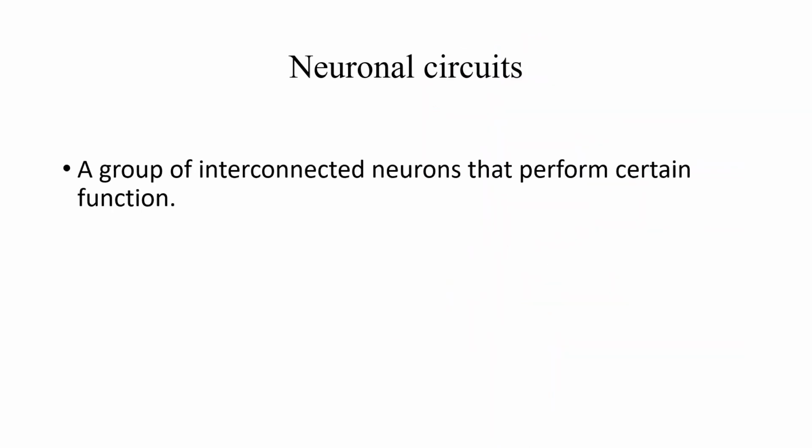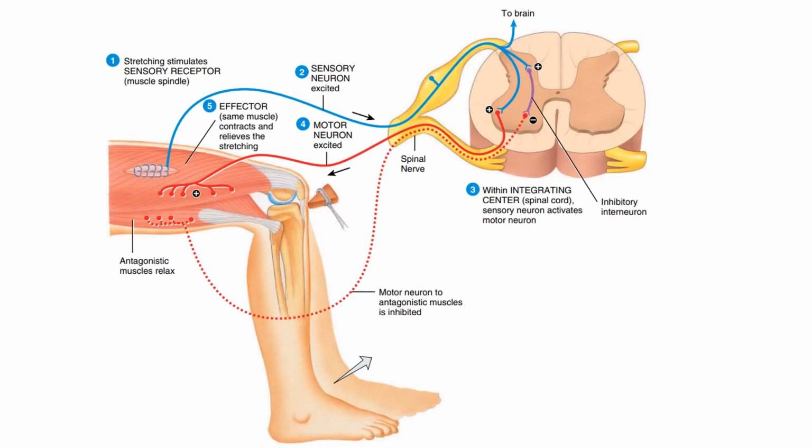Now, how these neurons are interconnected together to perform a certain function, we call neuronal circuits. One of the simplest neuronal circuits in our body is the stretch reflex. A stretch reflex is composed of a sensory neuron that synapses directly with a motor neuron. So it's a one-to-one synapse. A stretch reflex is a spinal reflex with one sensory neuron synapsing with one motor neuron.